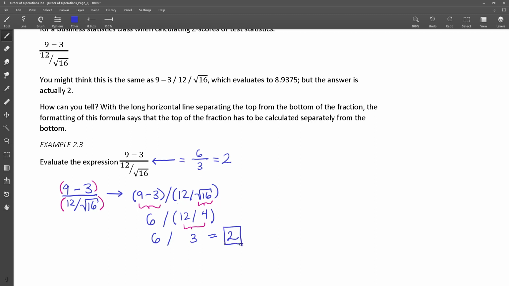So once again, looking at the original expression, we might think it translates to this, which would get us the wrong answer. What you have to pay attention to is the visual cue. That horizontal line between the top and the bottom is visually separating this fraction into the top and the bottom, the numerator and the denominator, and they have to be calculated separately. And then the division takes place in order to get the correct answer of 2.